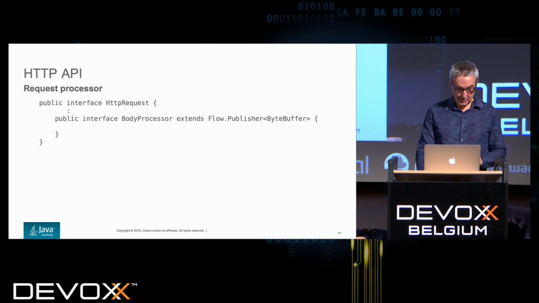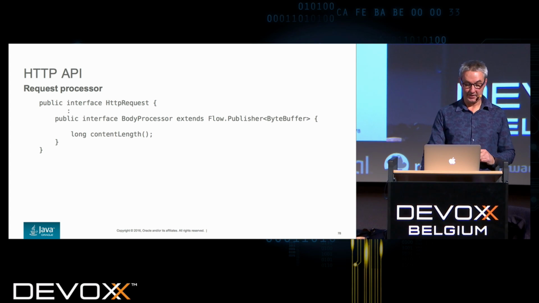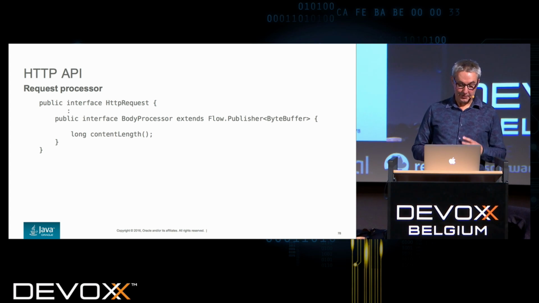In terms of specification, the request body processor type extends Flow.Publisher of ByteBuffer, and it defines one additional method called contentLength. If the body processor knows what the content length is, then it can supply this information through this method, and that can be useful to the implementation for setting things like content length headers and whatever.